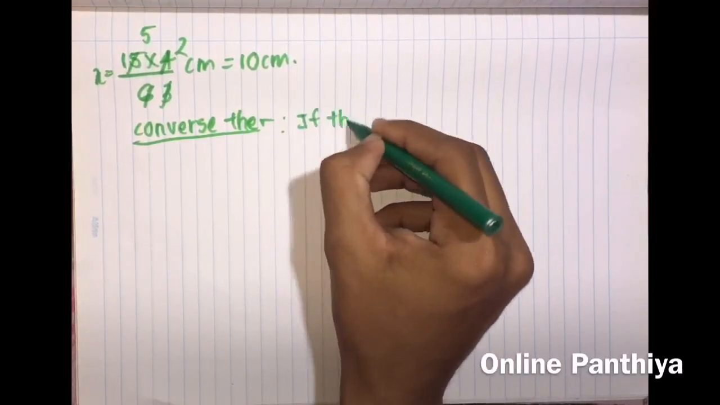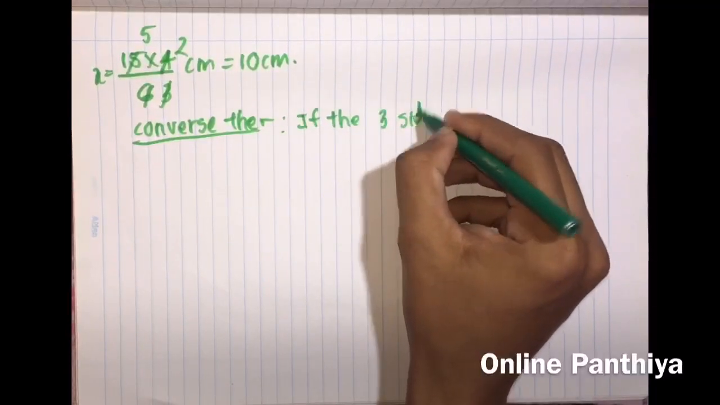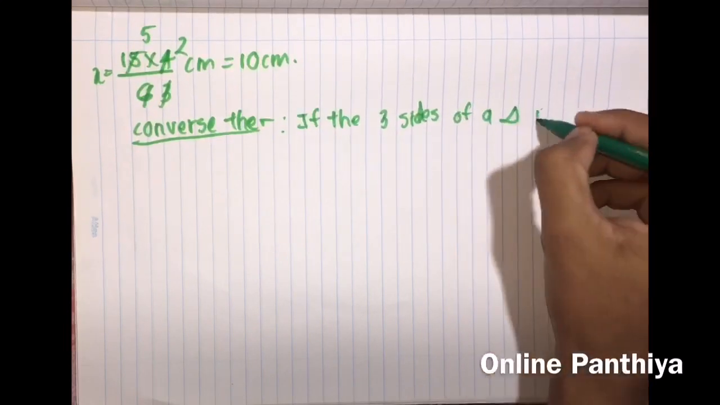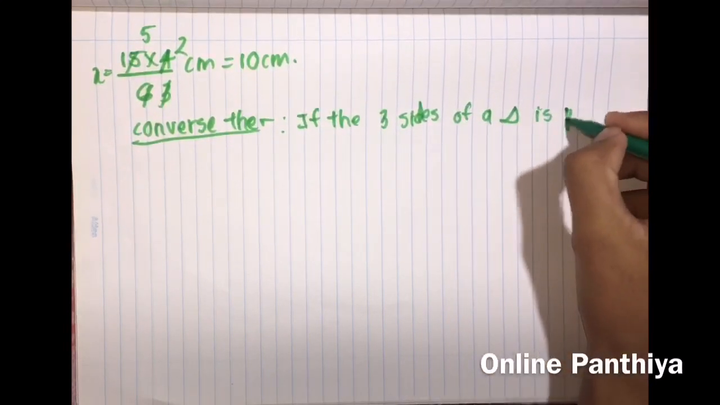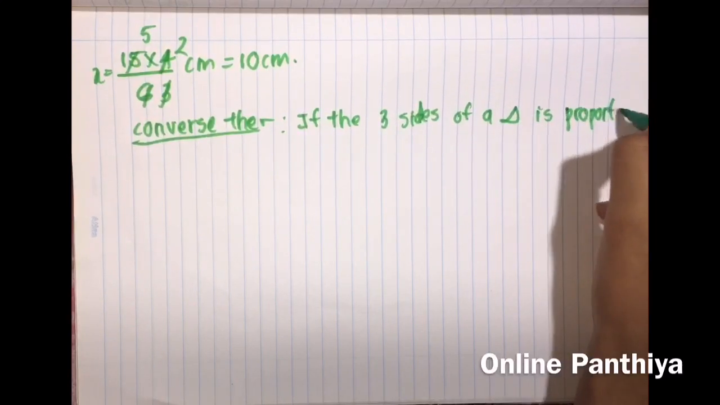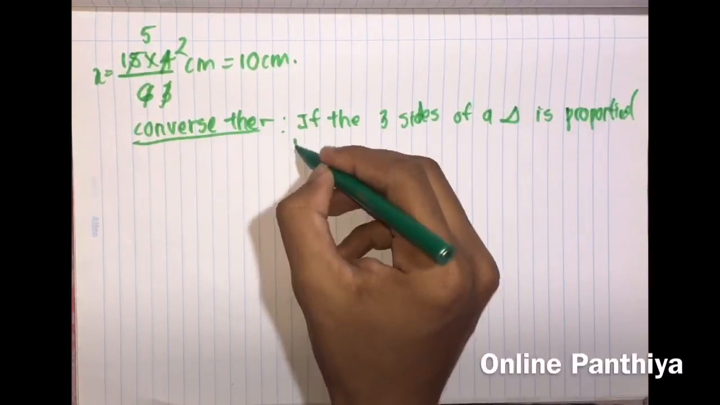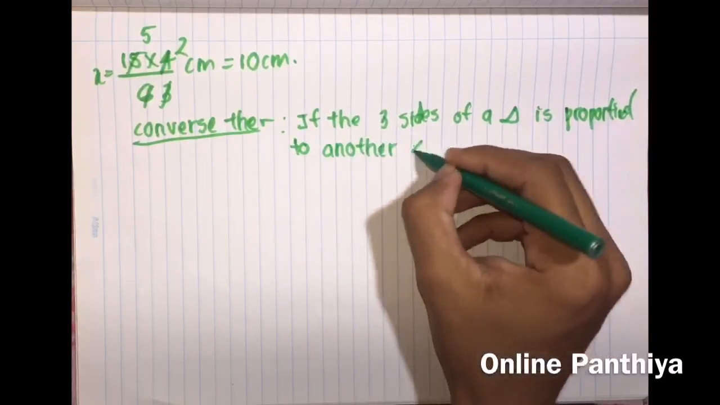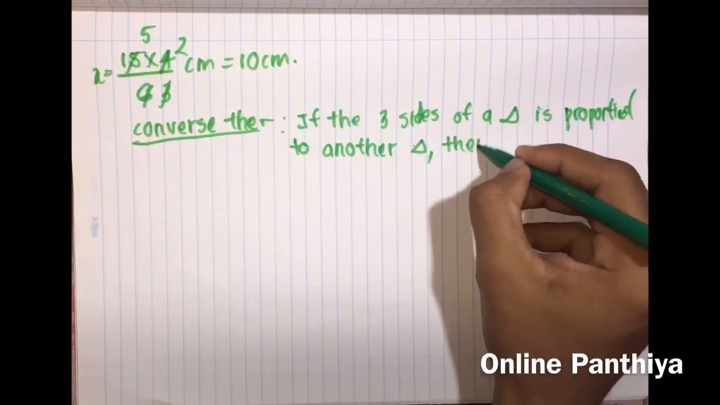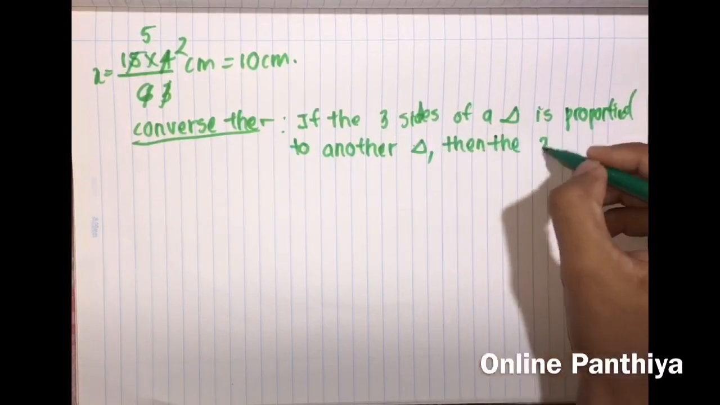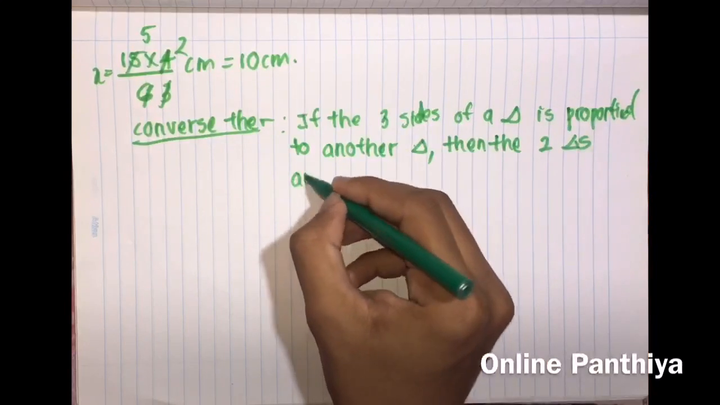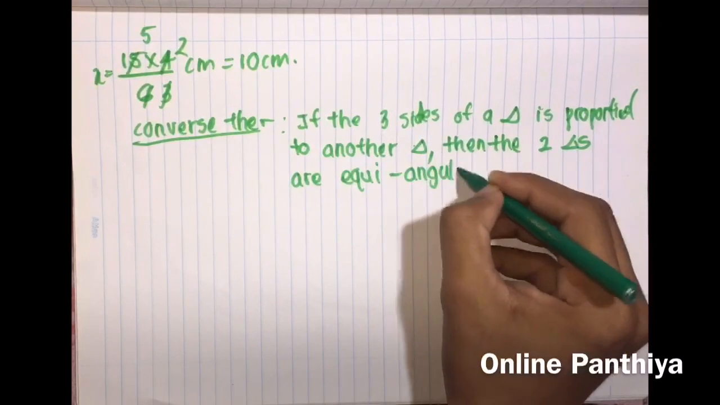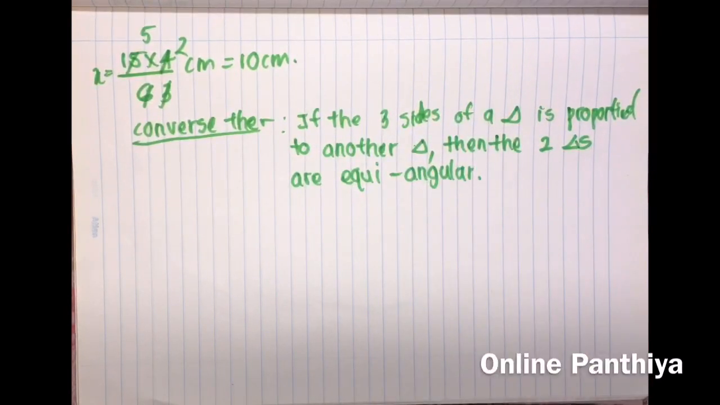That is, if the three sides of a triangle are proportional to the three sides of another triangle, then the two triangles are what? Yes, they are equiangular triangles. Is that part clear? It is just the opposite.